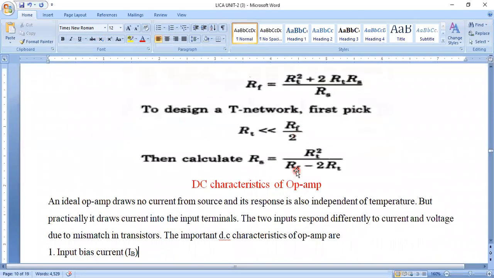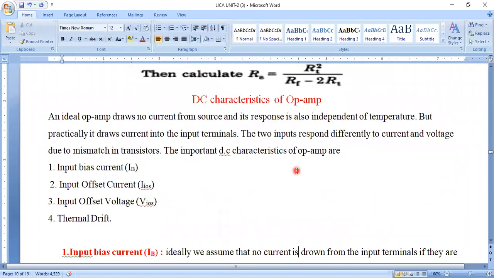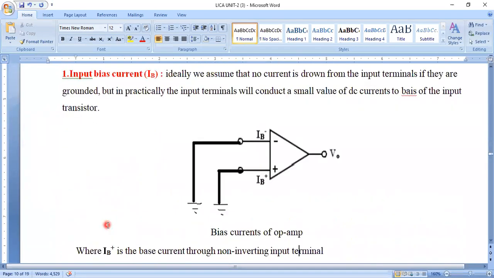So these are the characteristics we studied. We discussed input bias currents, input offset currents, input offset voltage, and thermal drift. Okay, so input offset voltage.